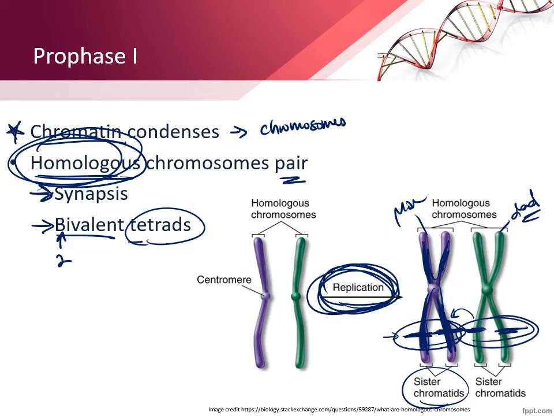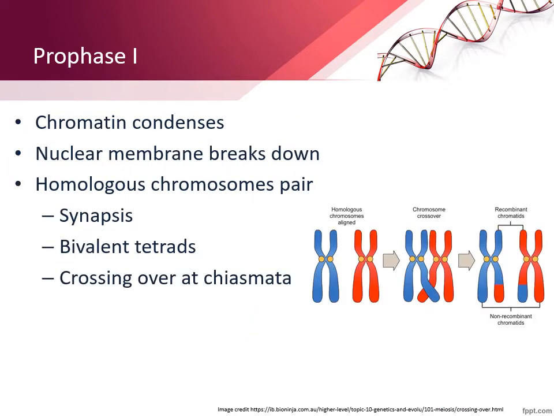We call this a tetrad because we've got those 1, 2, 3, 4 different chromatids, arms of the chromosomes. We have four arms because replication has occurred. It's bivalent because we have a pair. The pair is homologous because these chromosomes have the same genes, same genes in the same locations of these chromosomes. So the chromatin has condensed, homologous chromosomes paired up during synapsis, and we have our bivalent tetrads.